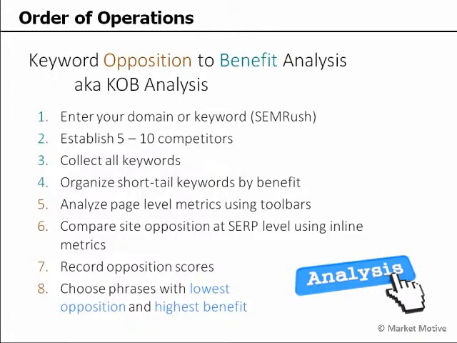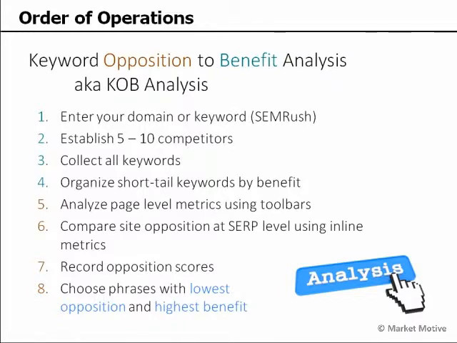We're going to start that order of operations by entering a keyword into a tool like SEMrush or the Google Keyword AdWords Planner. We're going to establish 5 to 10 different competitors and collect a giant seed list of all the keywords, and that's keyword research. But the more important part is keeping all that keyword data, with the volume and the cost per click information, and starting to organize this by benefit. And that's the first half that we'll talk about in our keyword demonstration.